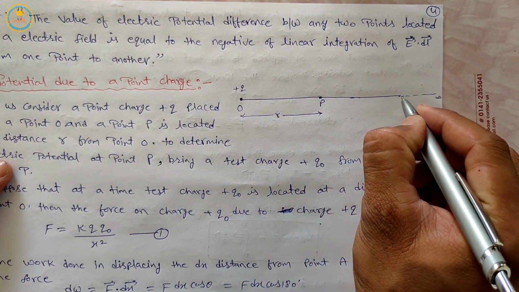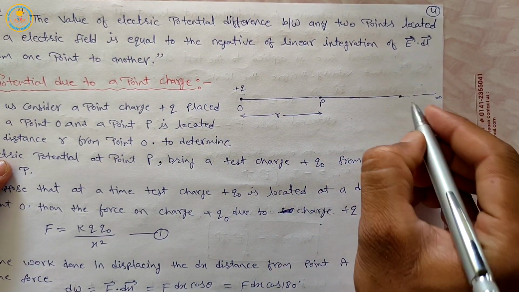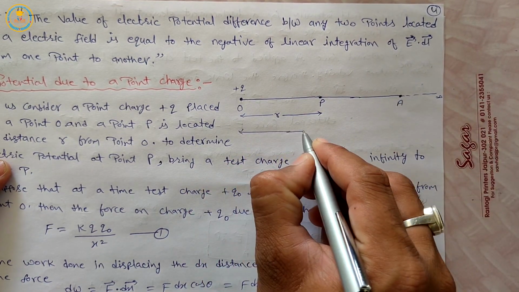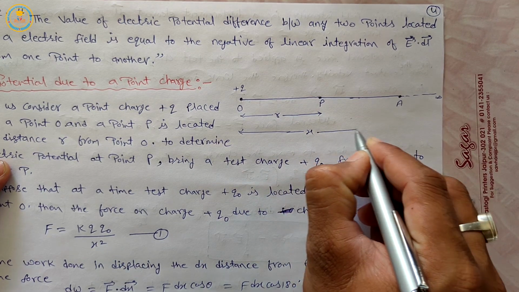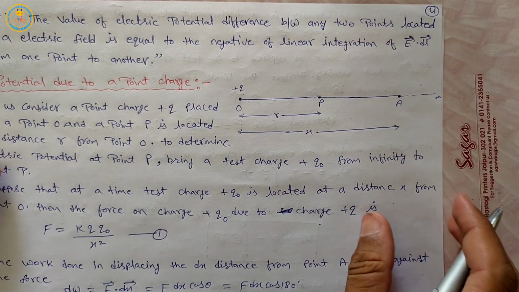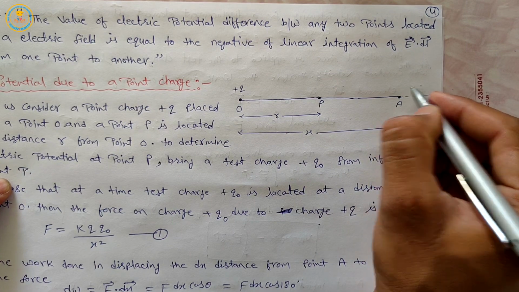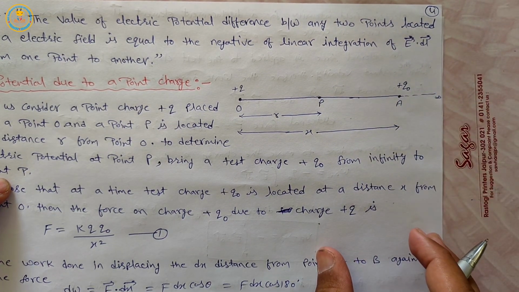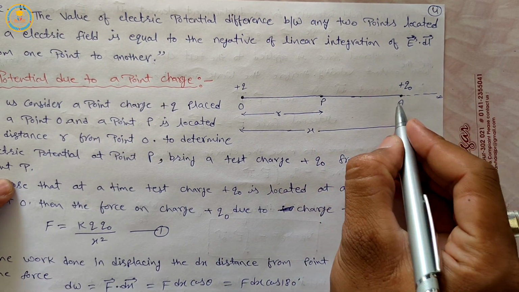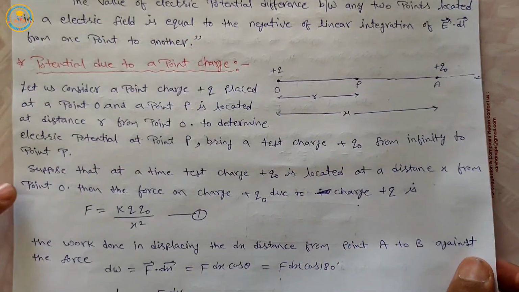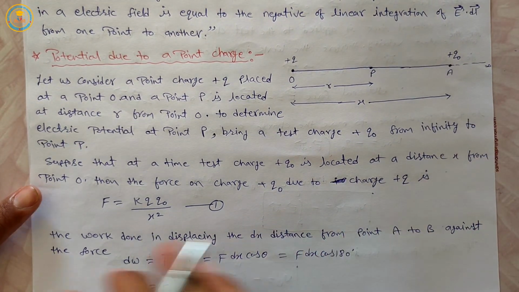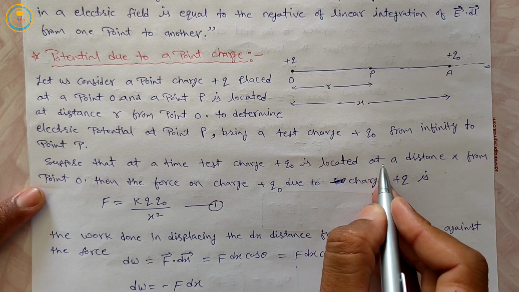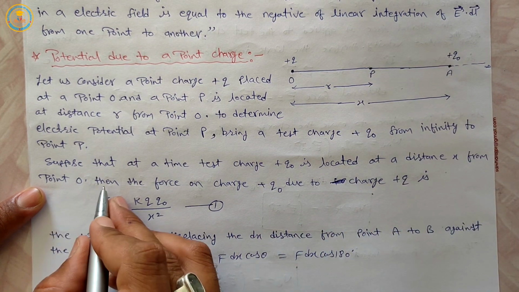Suppose in this path we take another point A, placed at a distance x from point O. At any time, this test charge plus Q naught is placed at point A. So suppose that at a time the test charge plus Q naught is located at a distance x from point O.